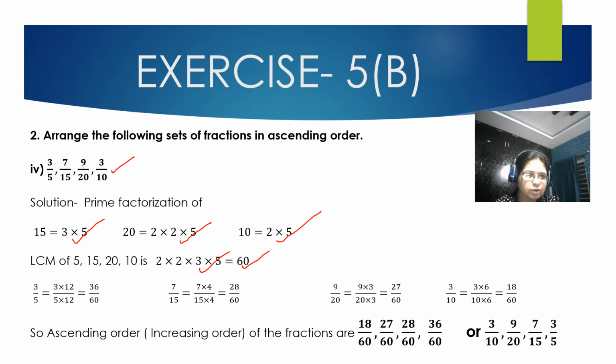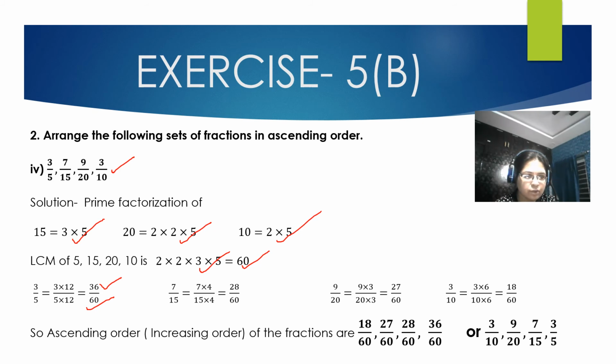Now we have to convert the fraction 3 divided by 5 into an equivalent fraction, just equating the denominator 5 to the LCM, that is 60. We know 5 multiplied with 12 is 60. So we have to multiply the number 12 with both numerator and denominator. So multiply numerator 3 with 12, we get 36, and multiply 5 with 12, we get 60. So 3 divided by 5 equals 36 divided by 60.